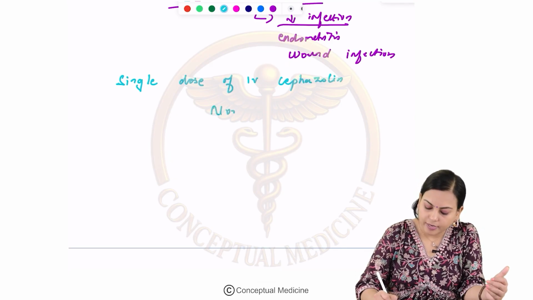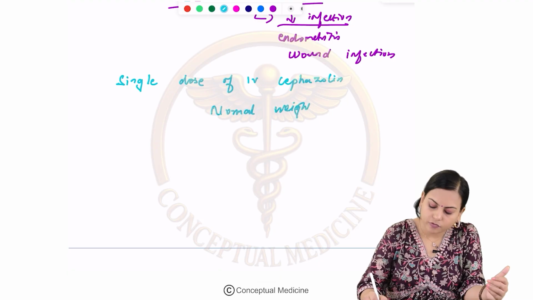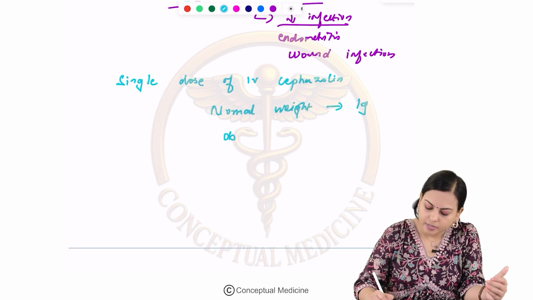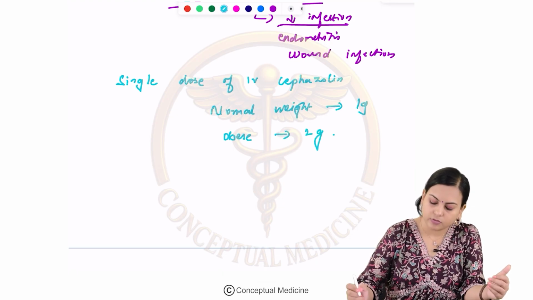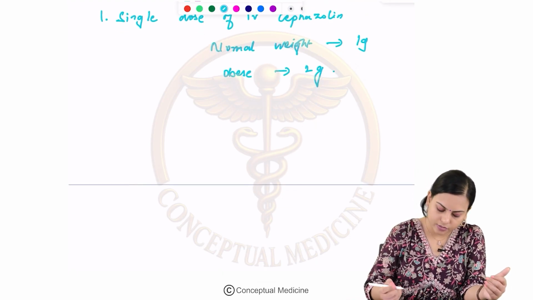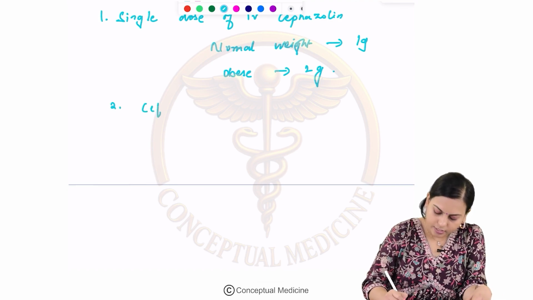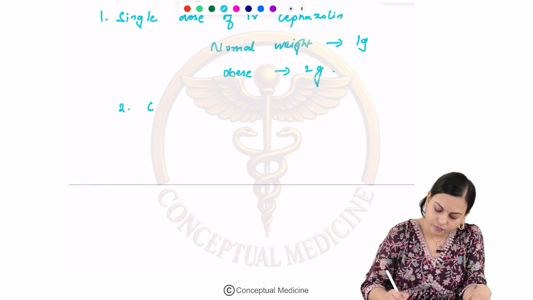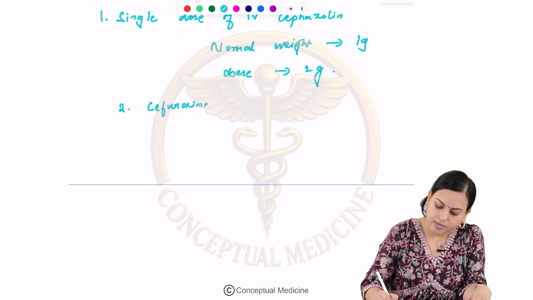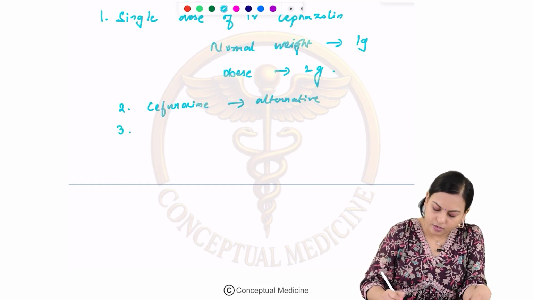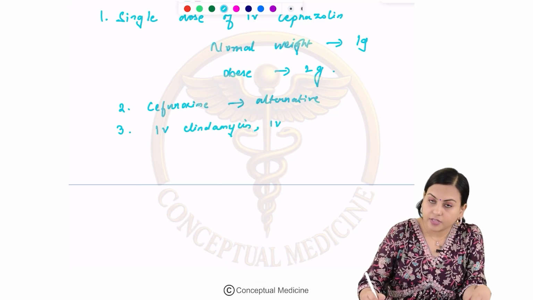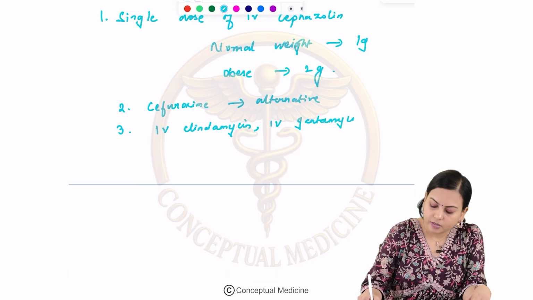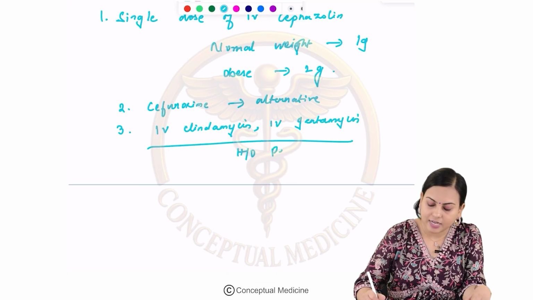So, with the women with the normal weight, 1 gram dose of cefazolin is also enough, but in case the woman is overweight, we have to give 2 gram dose. Clear? So, this is the first option. And the second option is, you can even prefer to give cefuroxime as an alternative. You can also give IV clindamycin and IV gentamicin if there is a history of penicillin allergy.